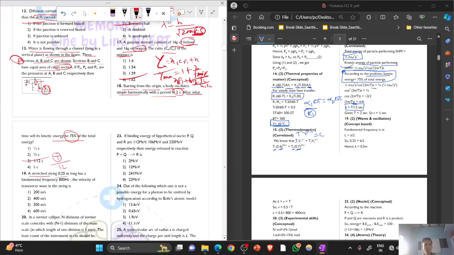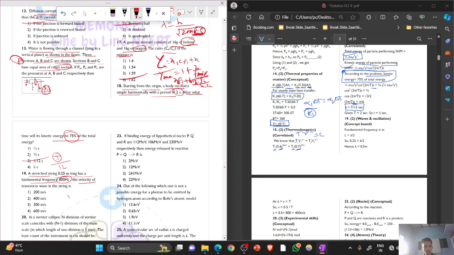A stretched string 0.2 meter long has a fundamental frequency. It is asking about the velocity of the transverse wave. The length is given, and the fundamental frequency is given. You just need to calculate the velocity.